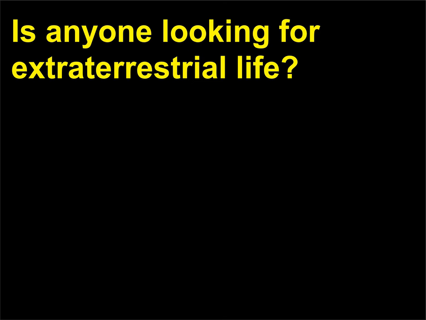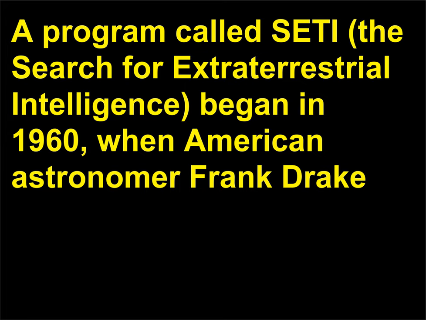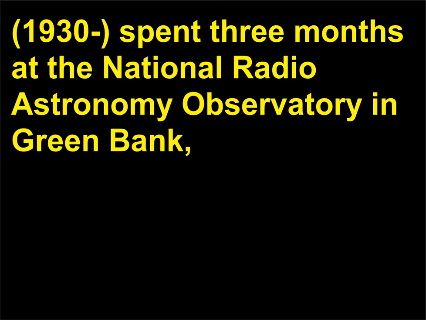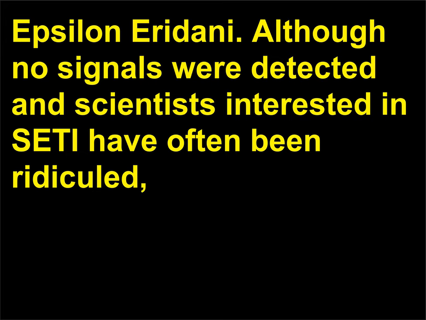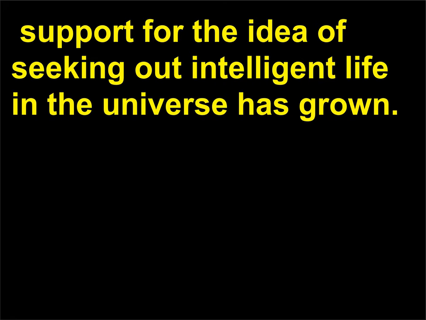A program called SETI, the Search for Extraterrestrial Intelligence, began in 1960, when American astronomer Frank Drake, born 1930, spent 3 months at the National Radio Astronomy Observatory in Green Bank, West Virginia, searching for radio signals coming from the nearby stars Tau Ceti and Epsilon Eridani. Although no signals were detected and scientists interested in SETI have often been ridiculed, support for the idea of seeking out intelligent life in the universe has grown.